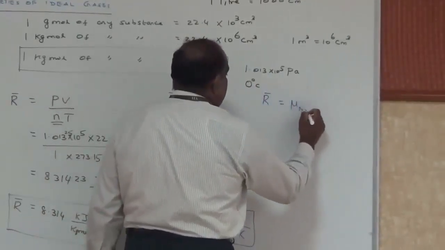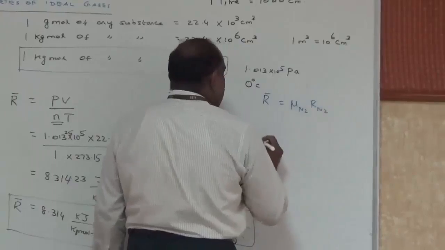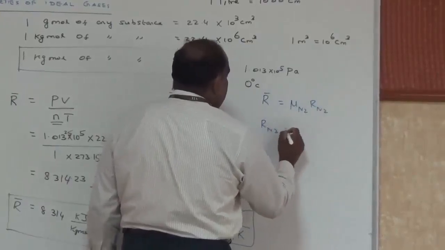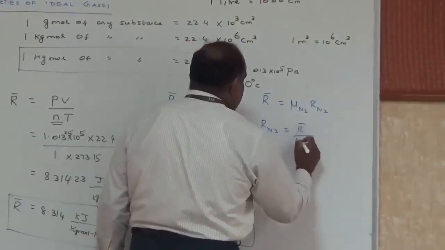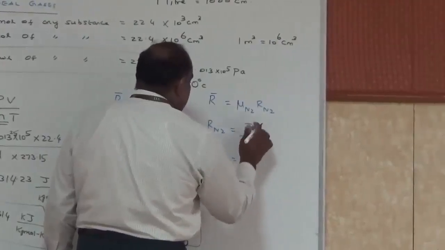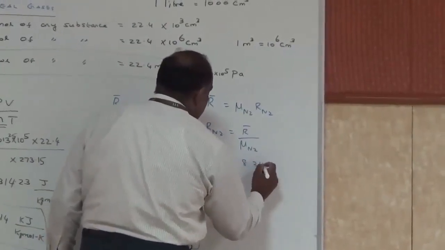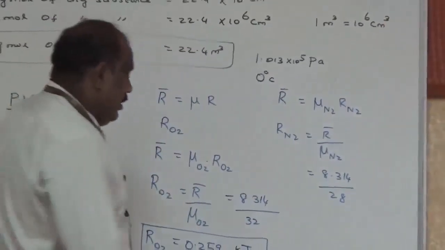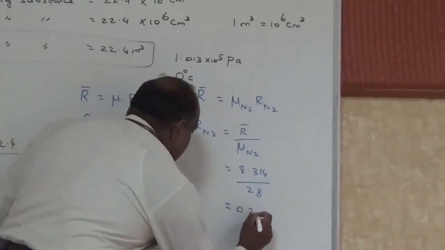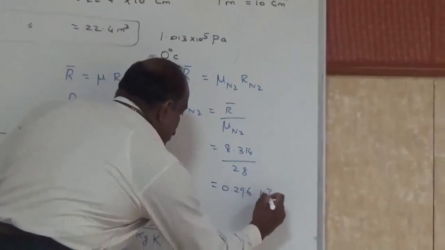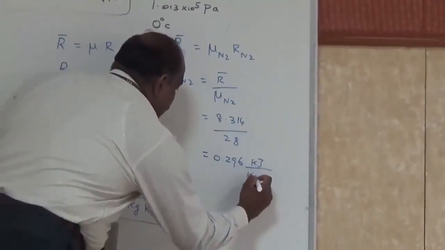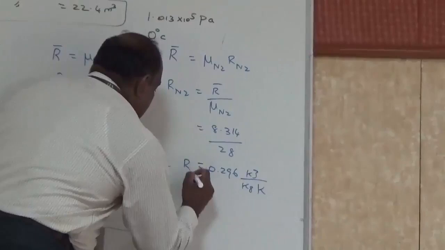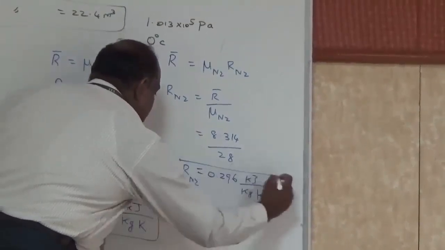Mu of nitrogen into R of nitrogen. So R of nitrogen will be equal to R bar by mu of nitrogen. R bar is once again 8.314. Mu of nitrogen is 28. The answer is 0.296, and the unit is kilojoule per kilogram Kelvin. So this is R of nitrogen.